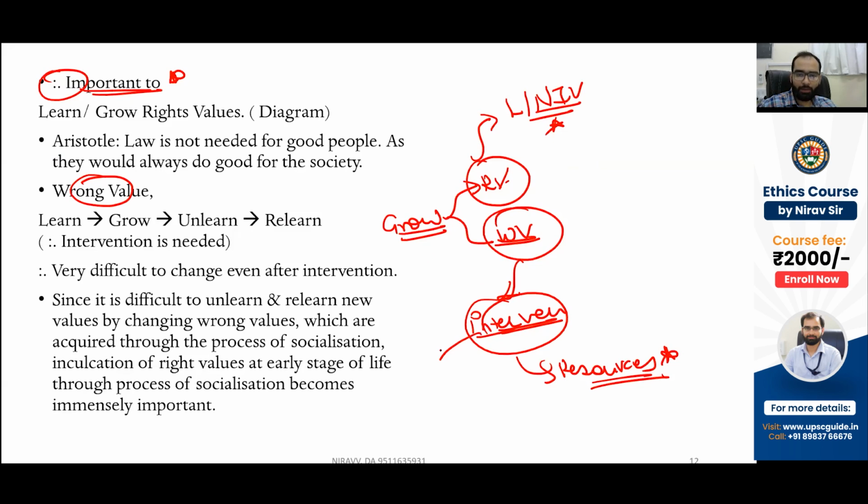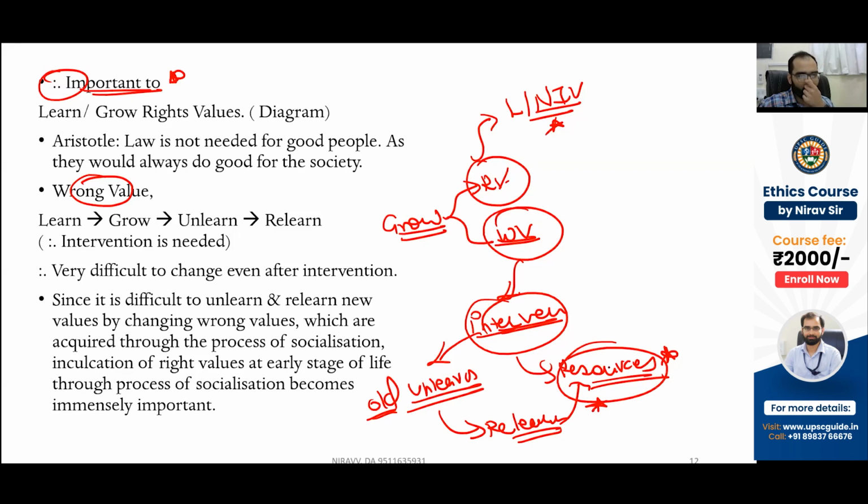What does intervention mean? First you will have to unlearn. This is a huge process. Old values will have to be unlearned and then you will have to relearn new values, and this is all going to take a lot of resources. So when you have wrong values, you have to unlearn and relearn. Therefore intervention is needed, and it is also very difficult to change even after intervention. Are you understanding? And a lot of resources get wasted.